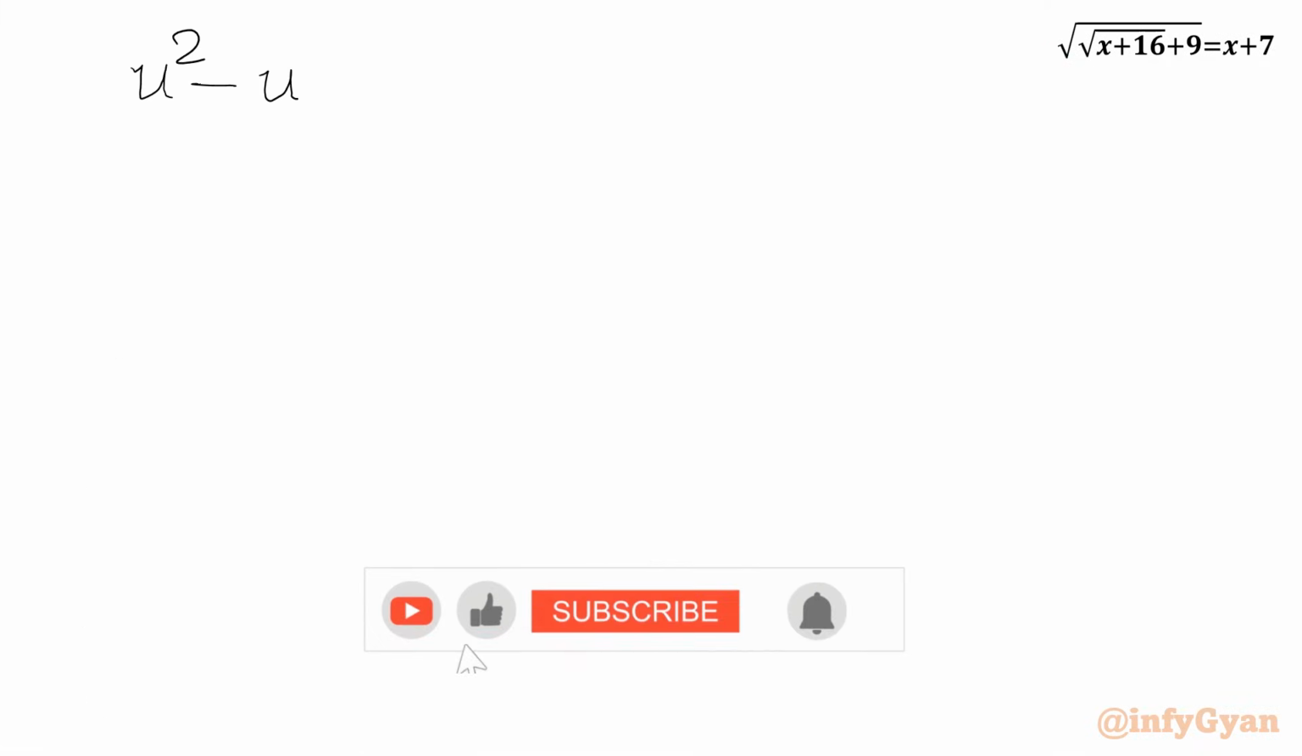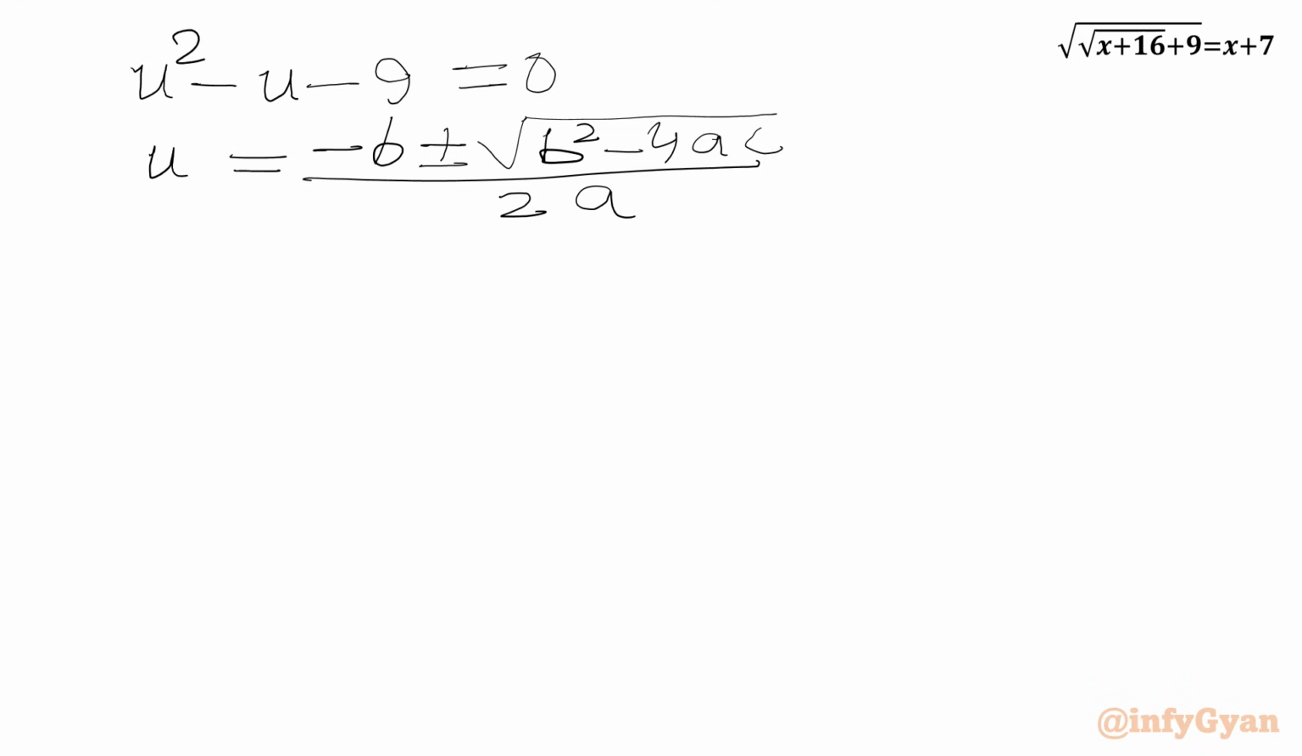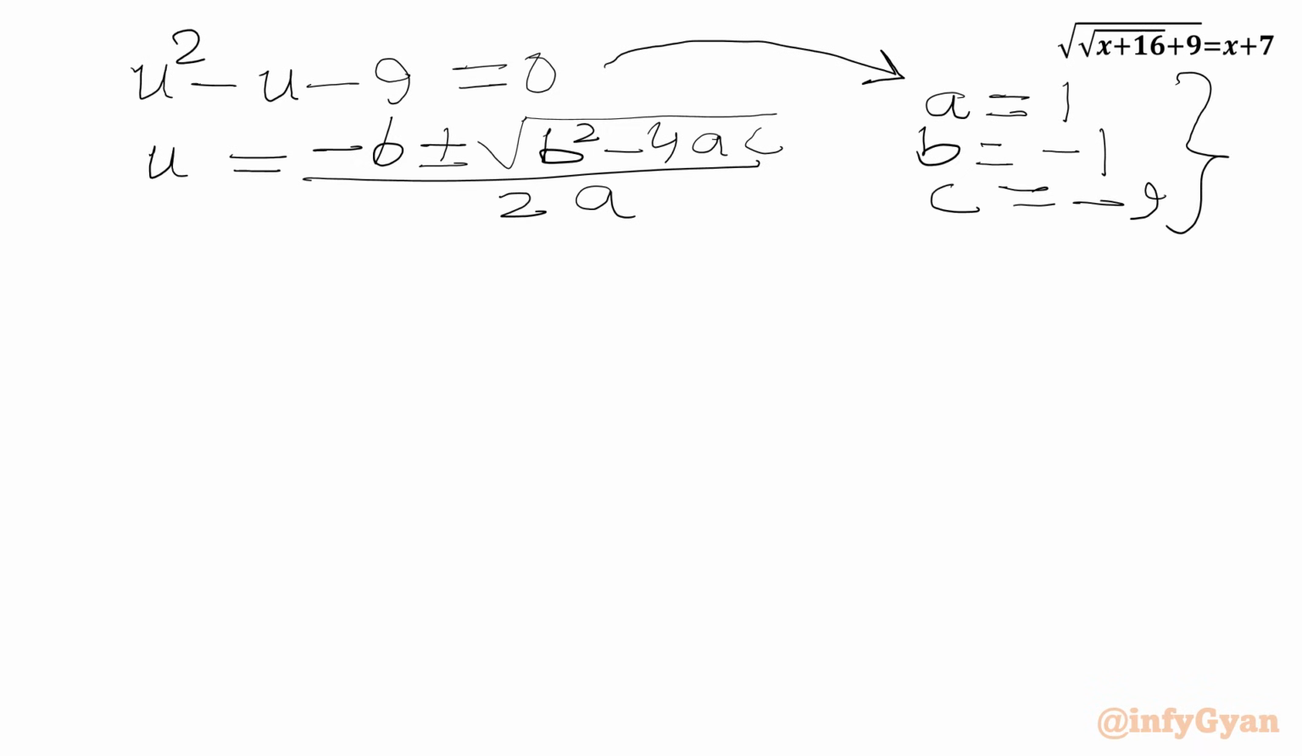We will write our first equation, u square minus u minus 9 equal to 0. So as per the quadratic formula, u will be equal to minus b plus minus square root of b square minus 4ac over 2a. As per our quadratic equation, a is 1, b is the coefficient of u, negative 1, c is the constant, negative 9. Let's apply all the values of a, b and c.